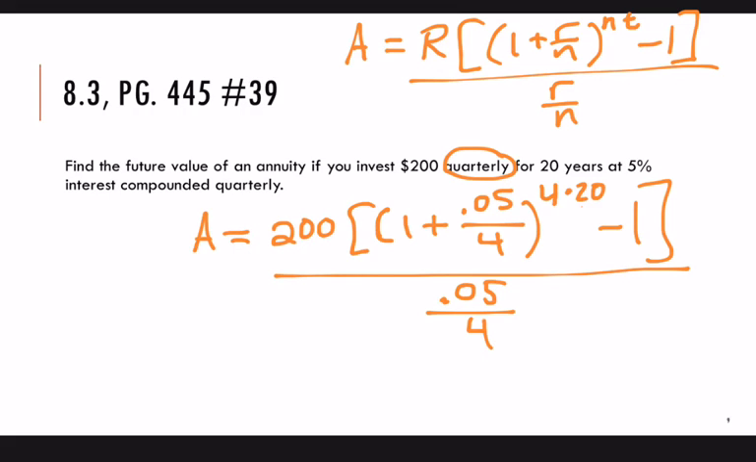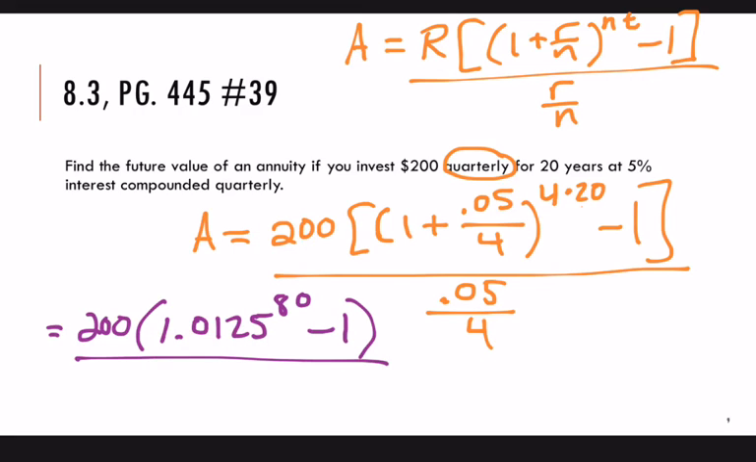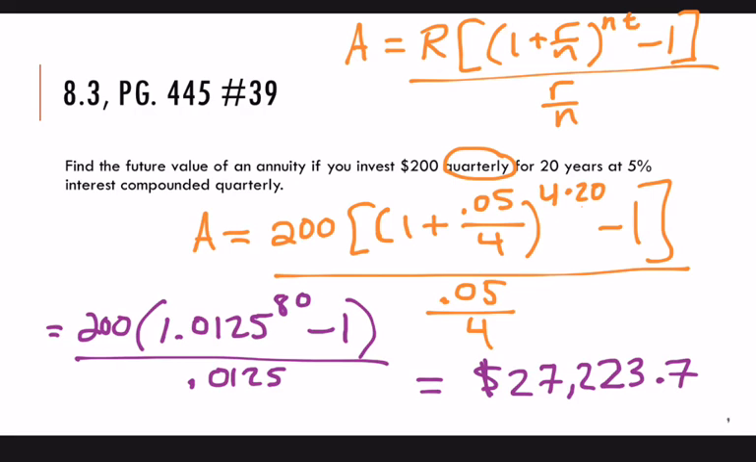Okay, so I simplified a little bit on this one too, and this is 200 times 1.0125, if you work out that part in parentheses, to the 80th power minus 1, and all of that divided by 0.0125, and the future amount is $27,223.76.